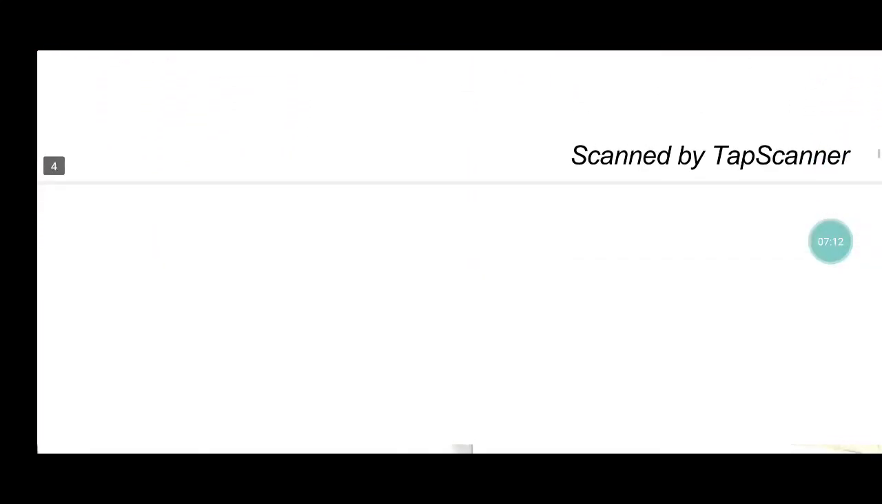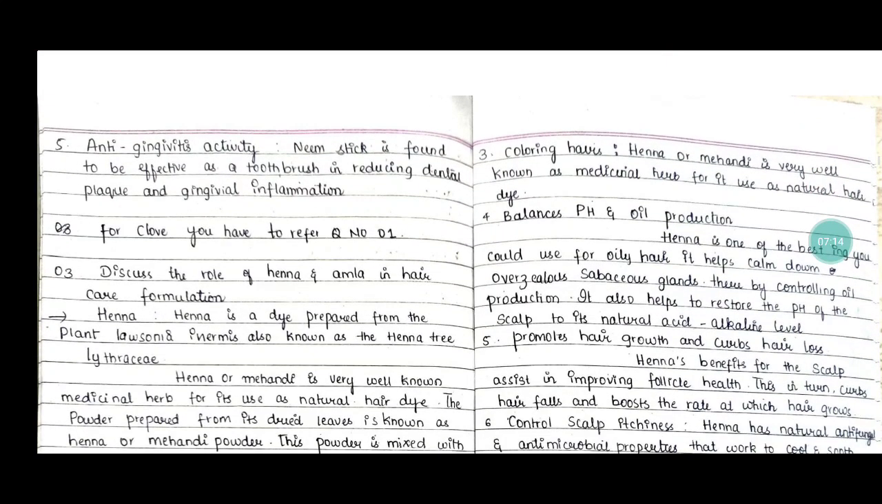The next is anti-gingivitis activity. Neem also acts as an anti-gingivitis agent. The neem stick is found to be effective as a toothbrush in reducing dental plaque and gingival inflammation. And for clove, you have to refer to question number 1, as I have already discussed the source, active constituents and cosmetic application of clove.